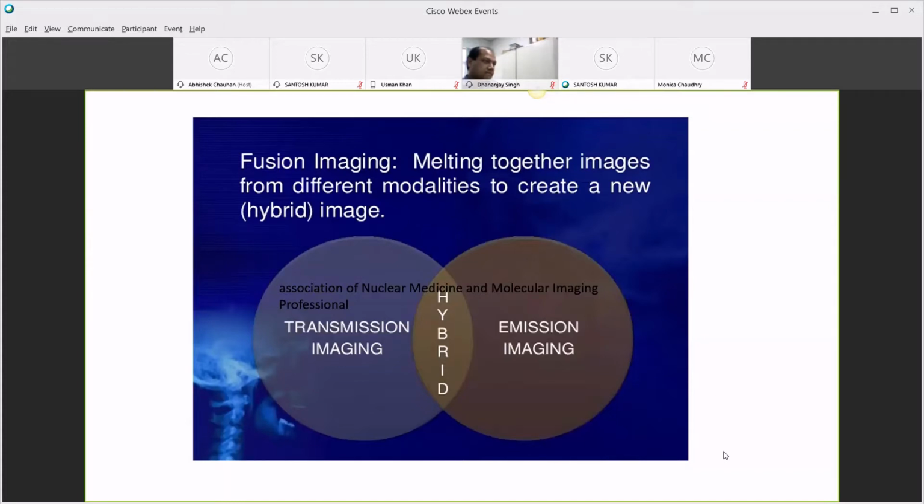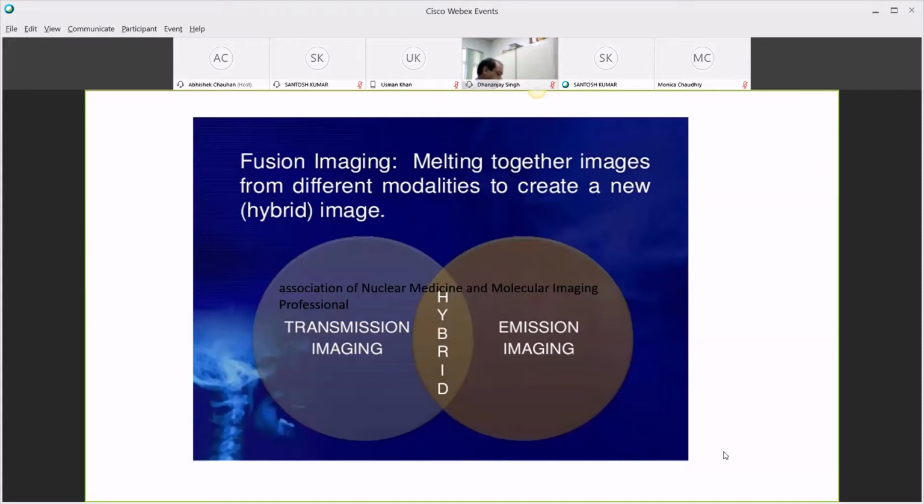the molecular imaging, that's CT, X-ray, MRI, and what is the difference between the emission imaging. So there are two modalities. One is the transmission imaging and another one is the emission imaging.